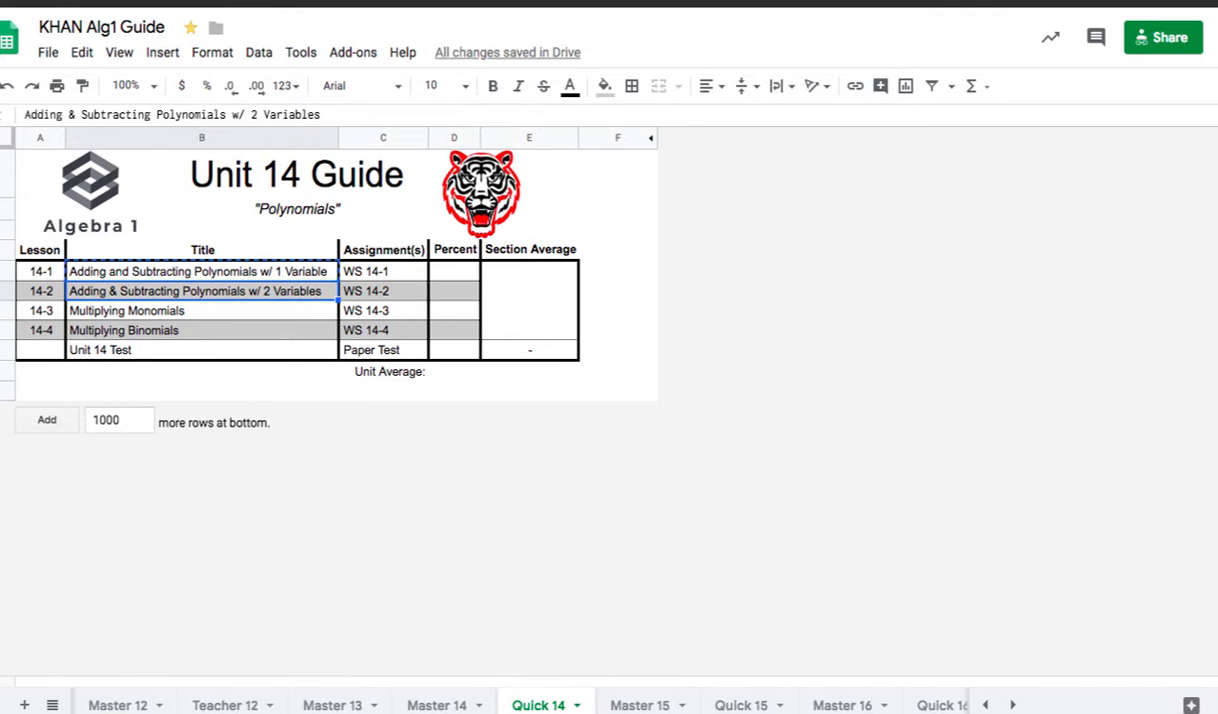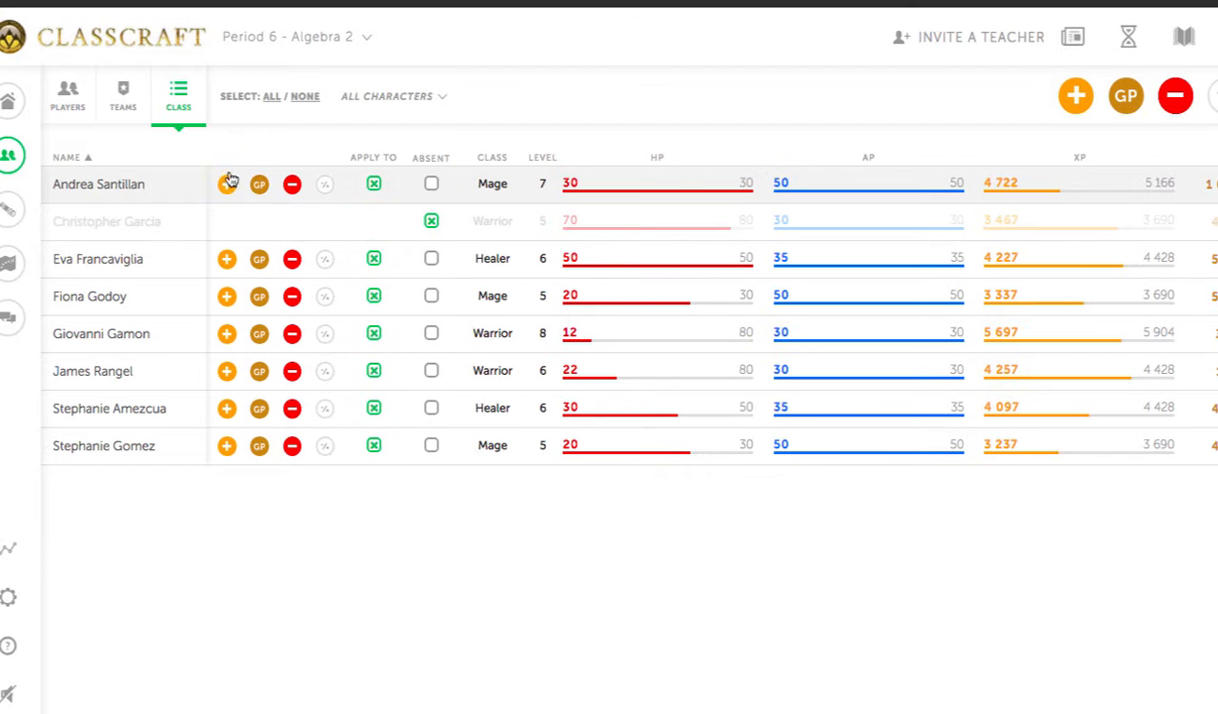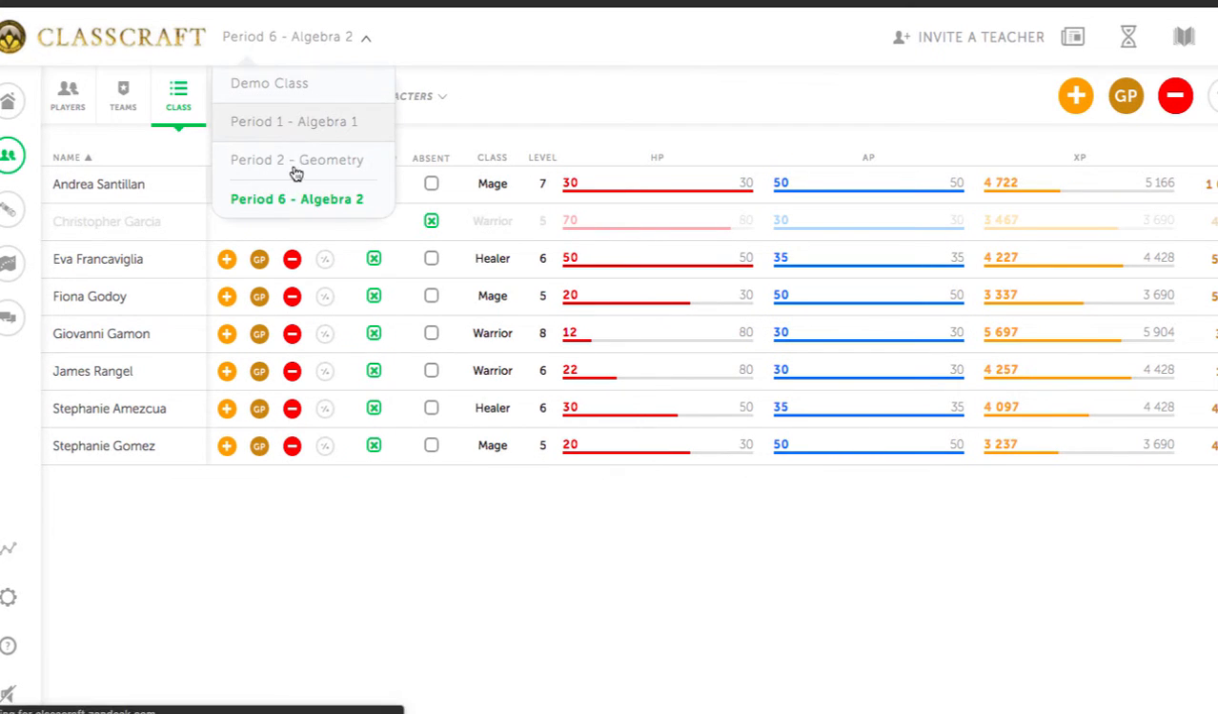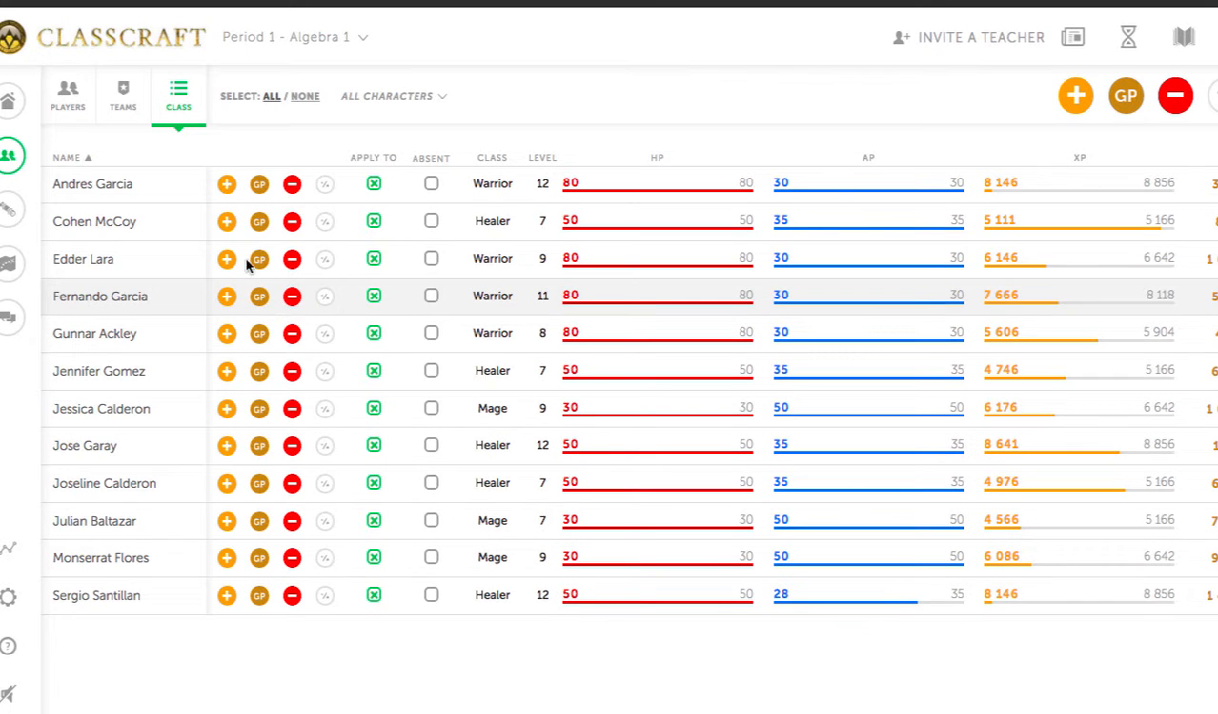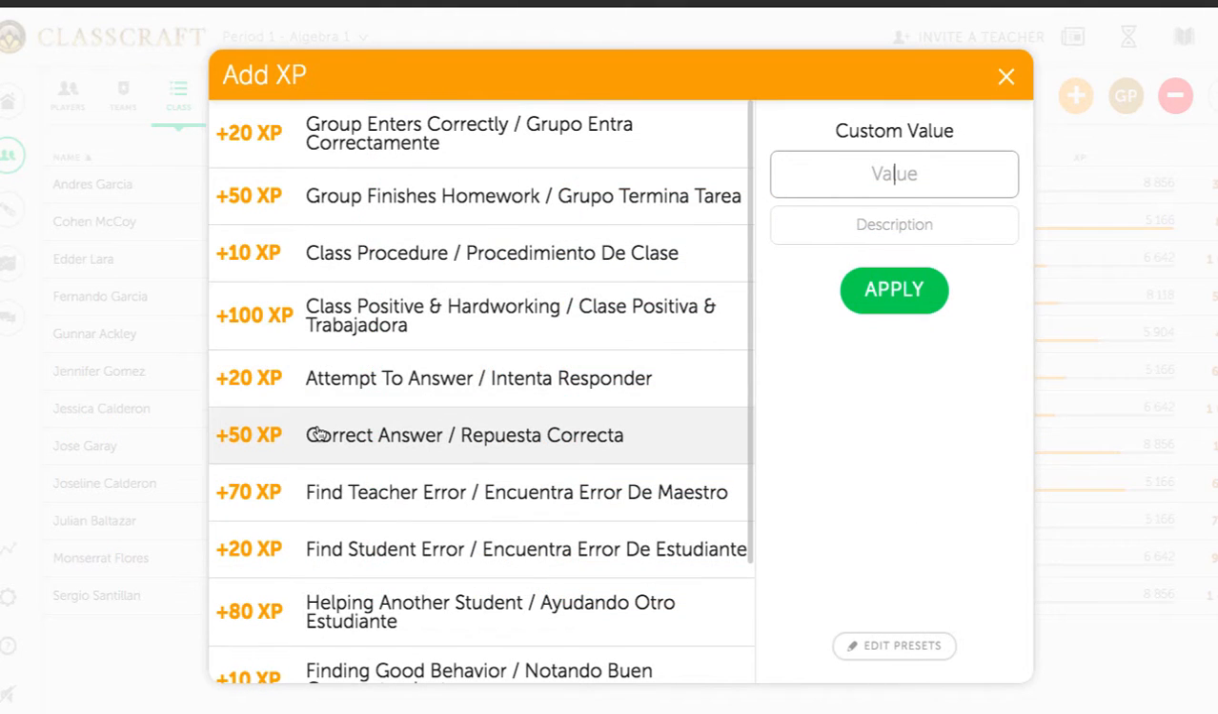So, let's come back here. Load. Let's go to Algebra 1. Let's go to Cohen, 50. Let's go to Gunner, 50. All right, both of you have your cards in. Thank you, thank you.